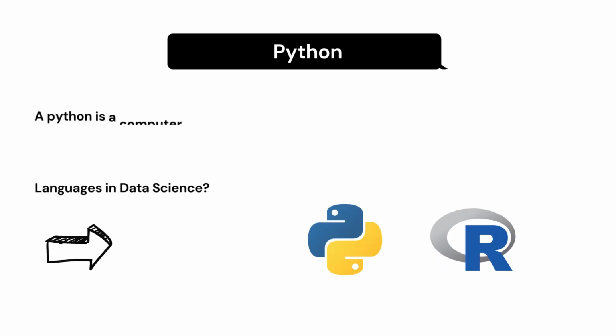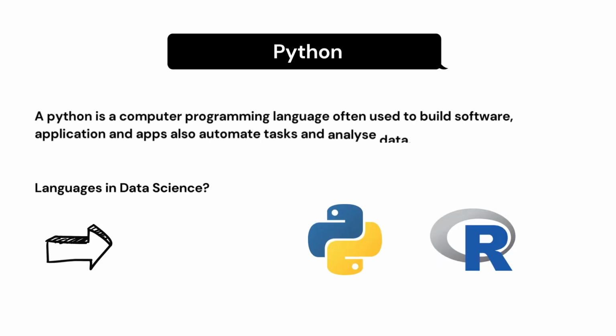As we already know, Python is a computer programming language often used to build websites, software and apps, automate tasks, and analyze data also. In respect to data science, this language is also very good. There are two languages that are mostly used in data science, Python and R. But according to my perspective and my understanding, I prefer Python. Most of the people prefer R too, but we will talk about why we prefer Python in this video later.